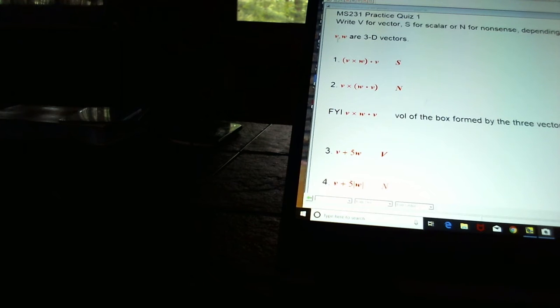So I've given you a vector v and a vector w that are given to be 3D. You just don't have coordinates for them, so they stand for any 3D vectors. Your answers are going to be v, s, or n. So let's take a look at this one.